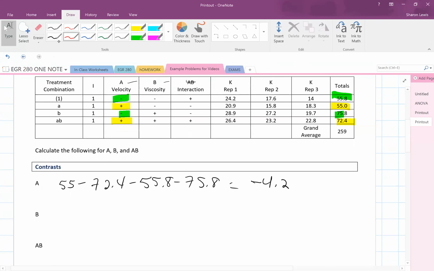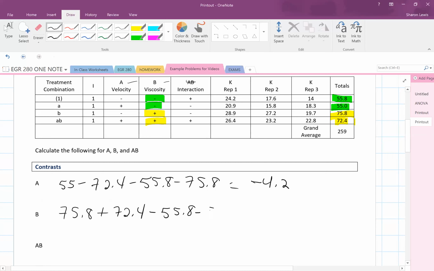Contrast B. Let's follow the same thinking. For the highs in B, they were these 2 runs. So those are the totals, the high ones, and then the 2 low ones are these. So high minus low, that's going to be 75.8 plus 72.4 minus the lows, 55.8 minus 55, and that is 37.4.